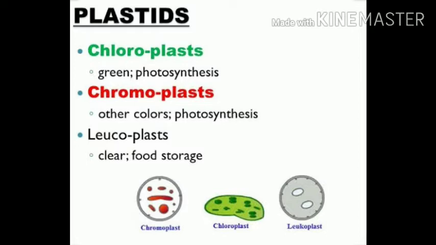Now we will go to the leucoplast. Leucoplasts are the primary organelles in which materials such as starch, oils, and other types of proteins are digested or stored in the plant's body. So this is the work of it.